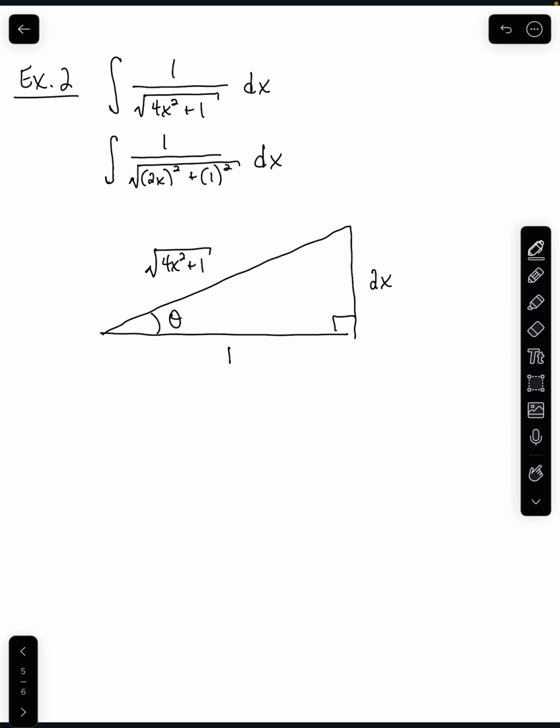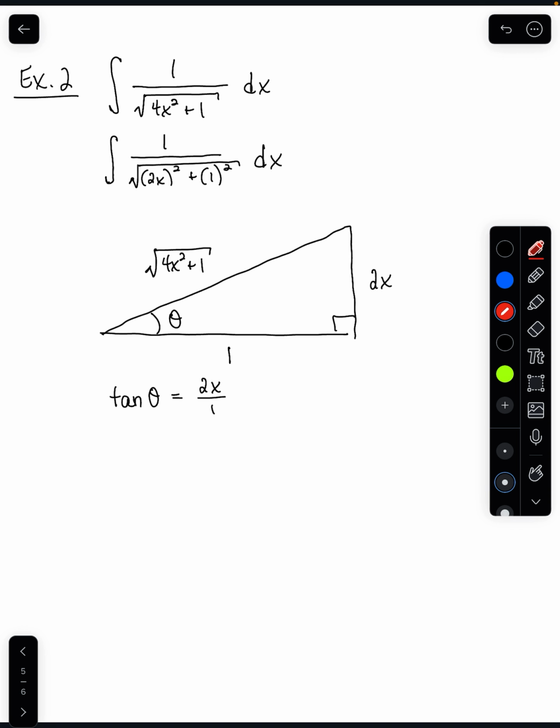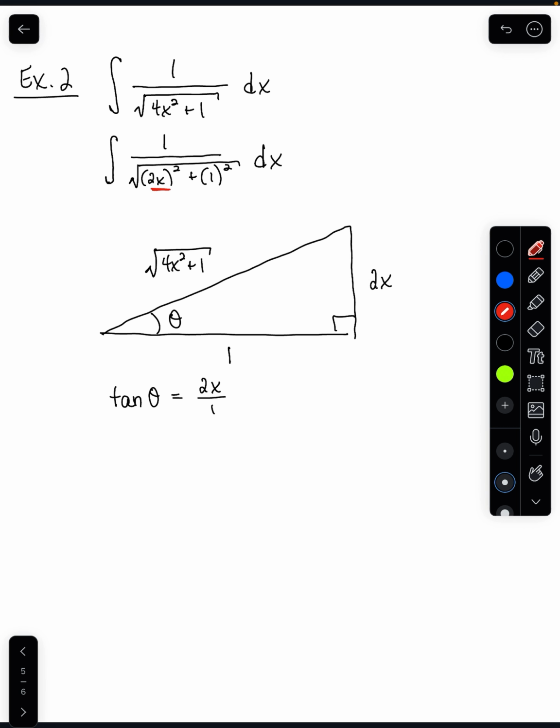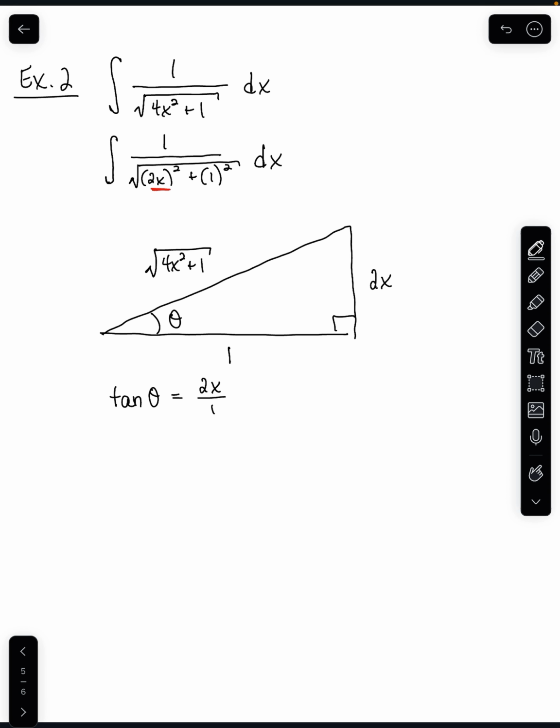So as stated previously, this would give us the ability to write tangent of theta as equal to 2x over 1. Now we could, in this case, perhaps divide both sides by 2, but since the original expression under the radical actually has a 2x in it, it actually is easier for us to simply leave this as tangent theta is equal to 2x. Therefore, we can directly swap out the 2x for the tangent theta.